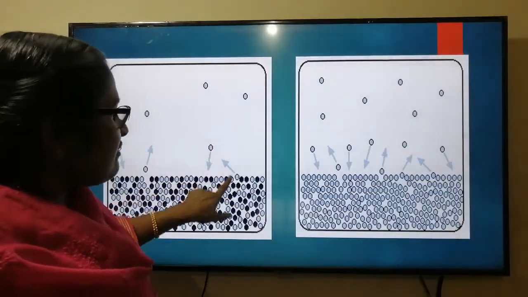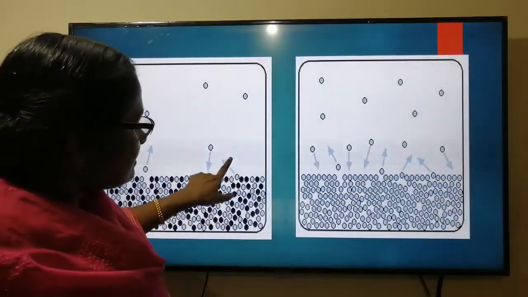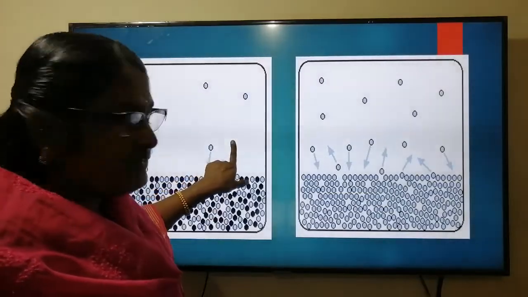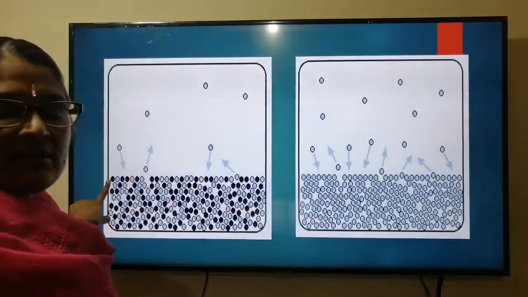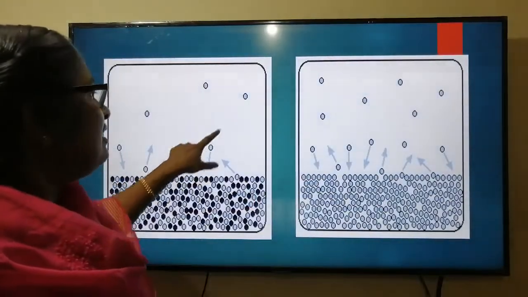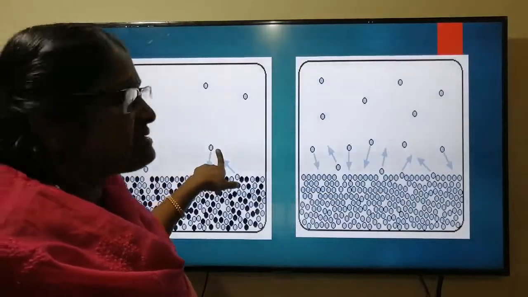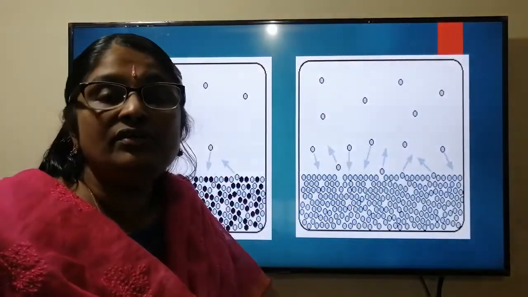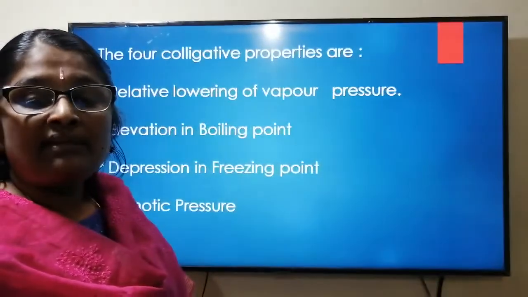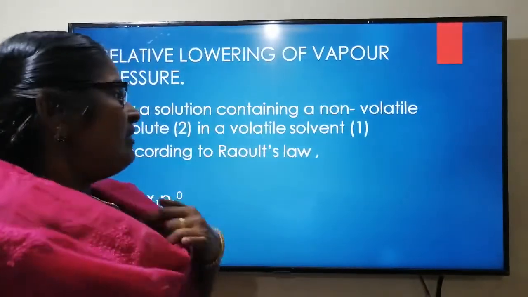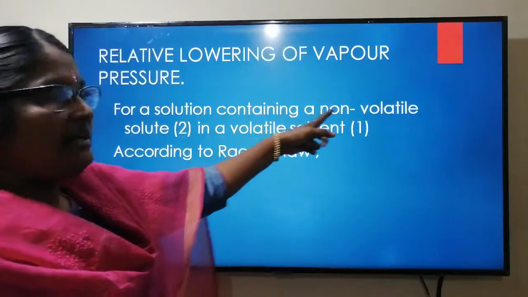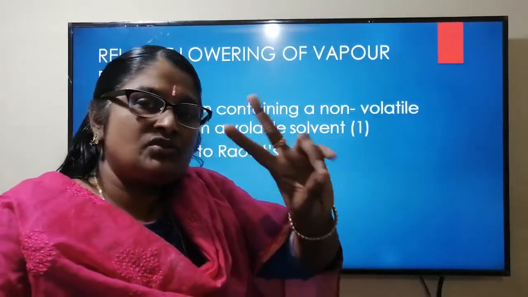Only the water particles on the surface can go into the vapor phase. Here, only a smaller number of water particles are on the surface, so the number of particles going into the vapor phase decreases when compared to the pure solvent. This is known as the relative lowering of vapor pressure. We can arrive at a mathematical equation for this. For a solution containing a non-volatile solute, two components are there.